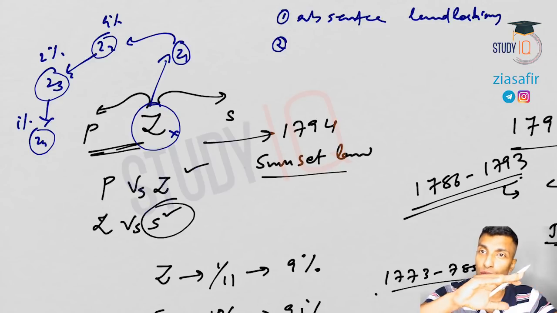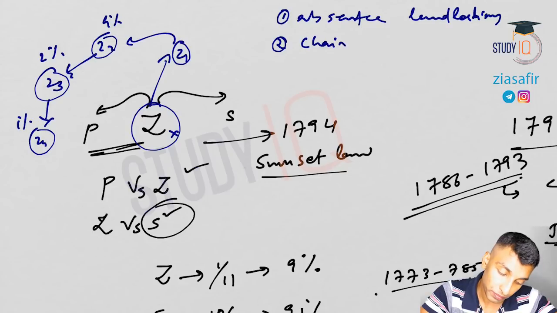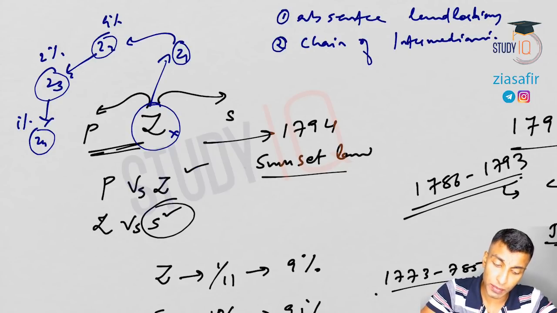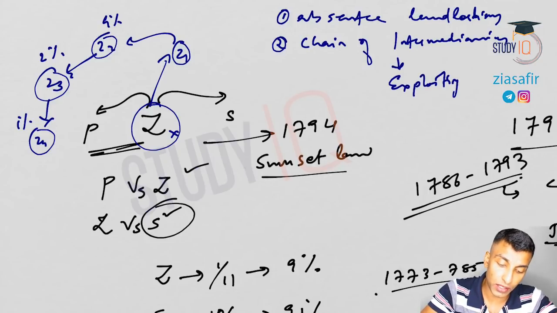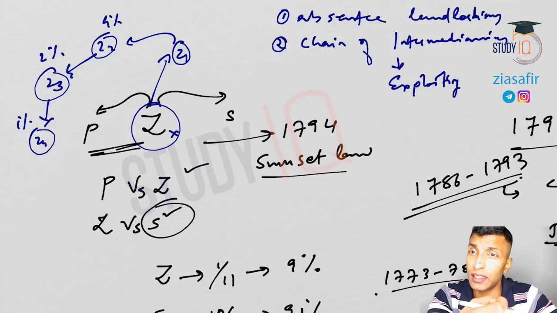So this will lead to a chain of intermediaries. This is also a specific problem with respect to zamindari settlement or permanent settlement. So, chain of intermediaries. Now chain of intermediaries means, simply, that this leads to exploitation, because the last one in the chain is getting like 1% or 0.5% or 0.25%, right? So if he needs to get more, he needs to squeeze the peasant and take more and more from the peasants.